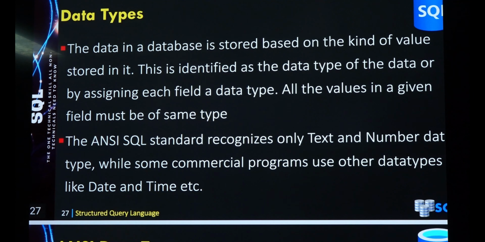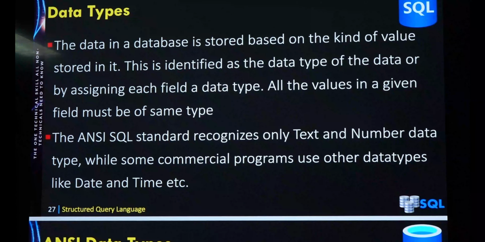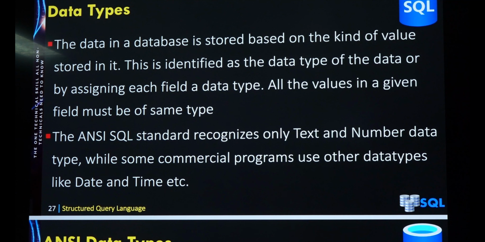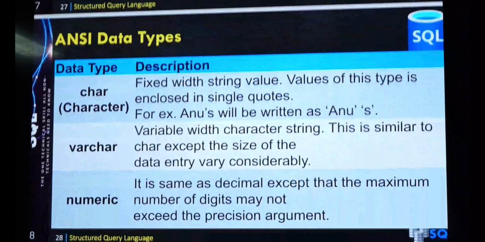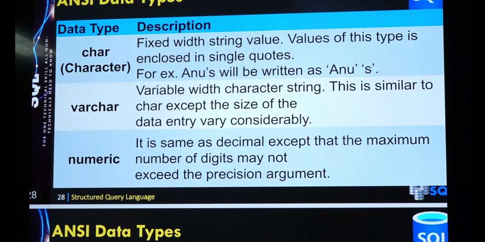Next, the ANSI SQL. What stands for ANSI? American National Standards Institute Structured Query Language. The standard recognizes only text and numbers as data types, while some commercial programs use other data types like date and time, etc. Then we will see the ANSI data types and descriptions. There are three types: character, which is CHAR, variable character, which is varchar, and numeric.